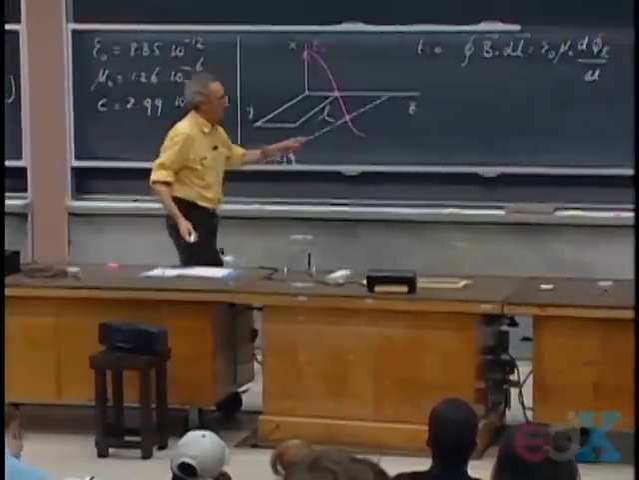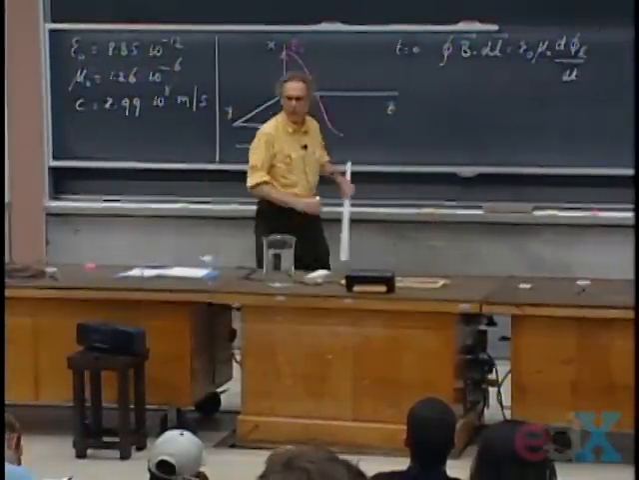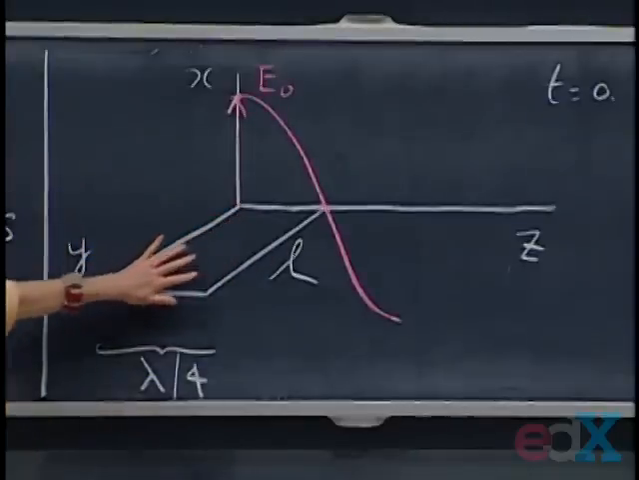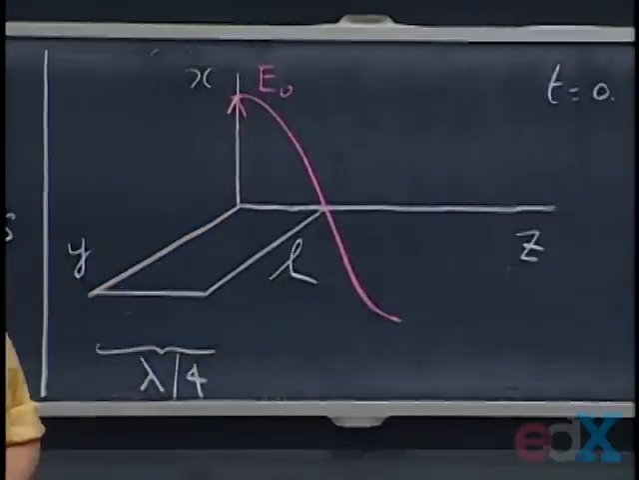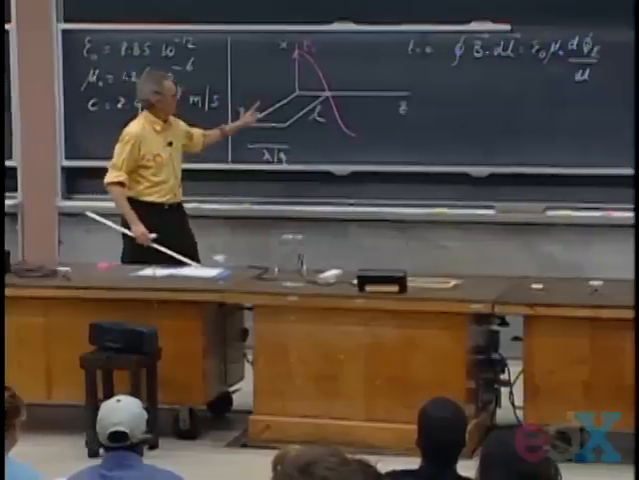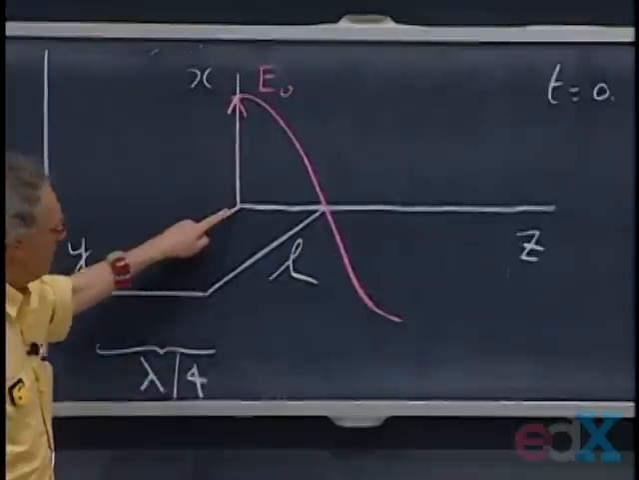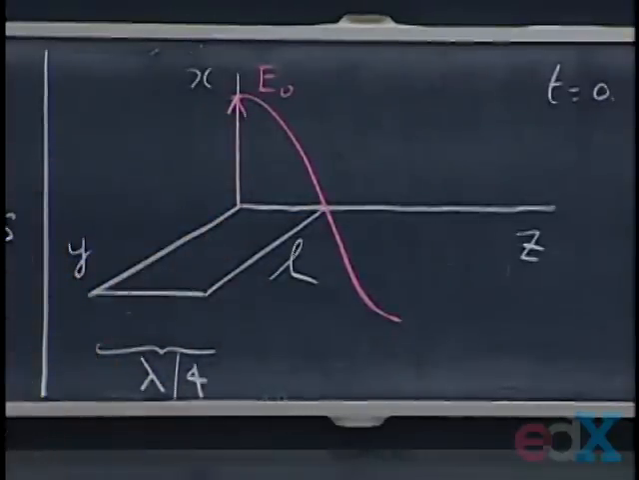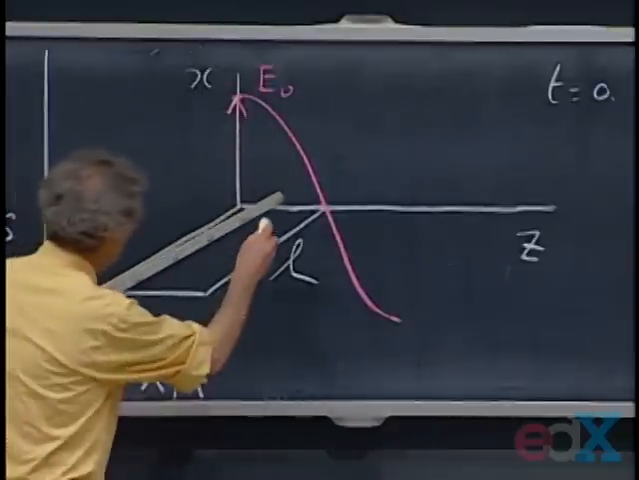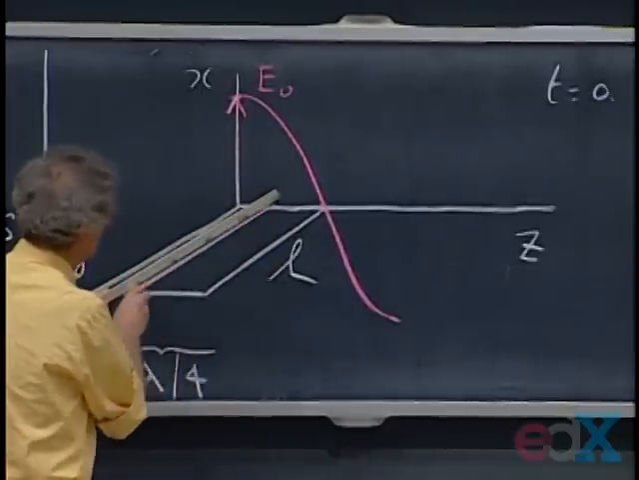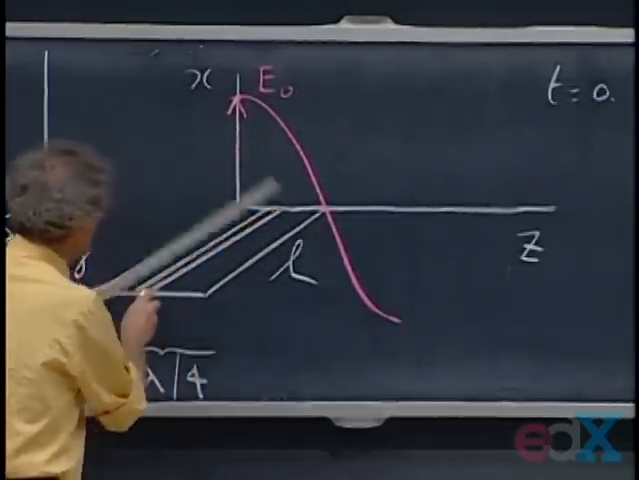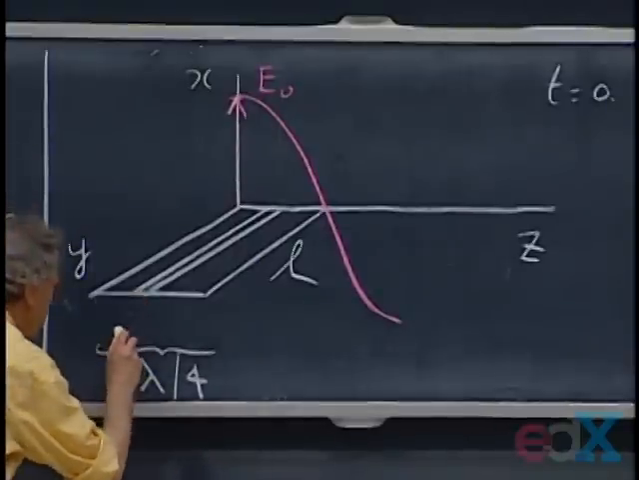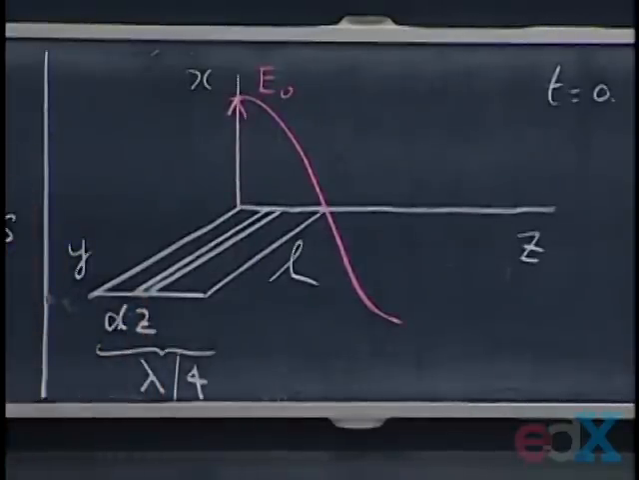I will first do the hardest part, which is the time derivative of the electric flux through this surface. The problem is that the electric field is not constant. The electric field is 0 here, has a maximum here, and falls off in this way, so I have to do an integral. So I'm going to make a slice here, and this slice has a width dz. And in that very narrow slice, the electric field is approximately constant.